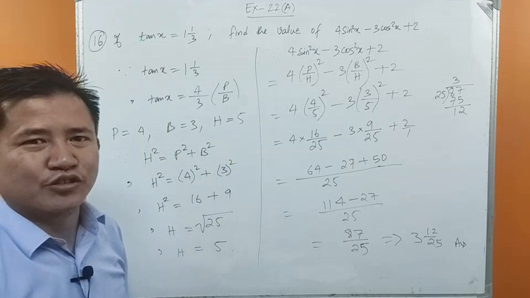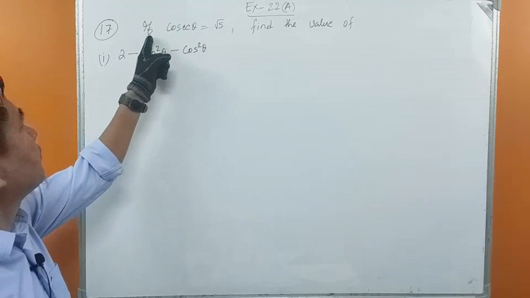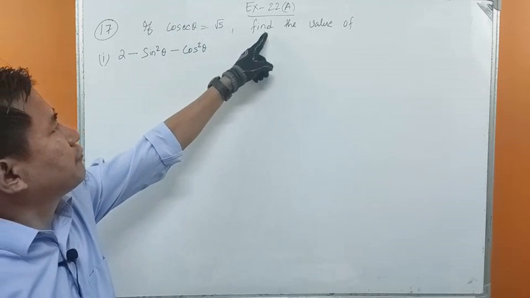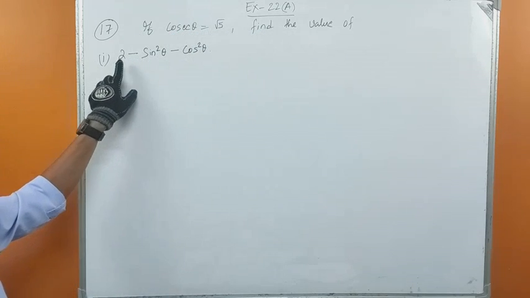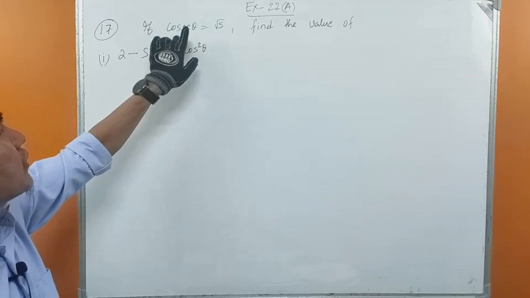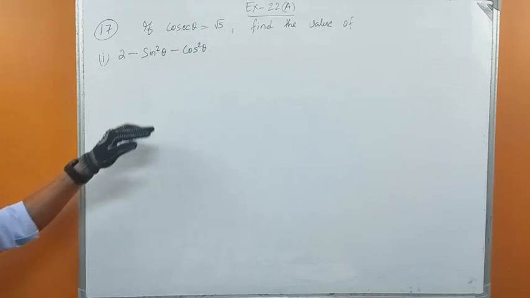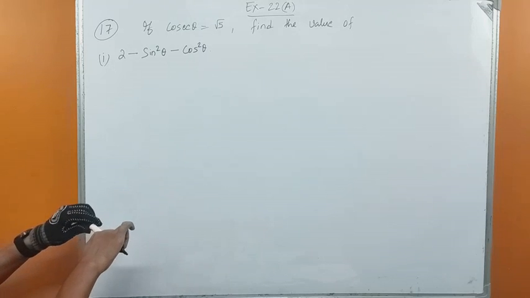Now let us move on to the next question. Let's do question number 17. If cosec theta equals root 5, find the value of 2 minus sine square theta minus cos square theta. The value of cosec theta is given to us, that is root 5. So we are asked to find the value of this expression. So let us do this question.